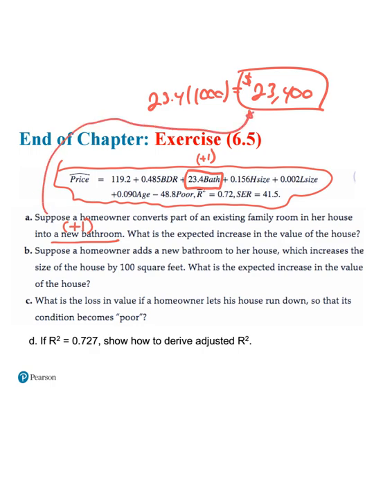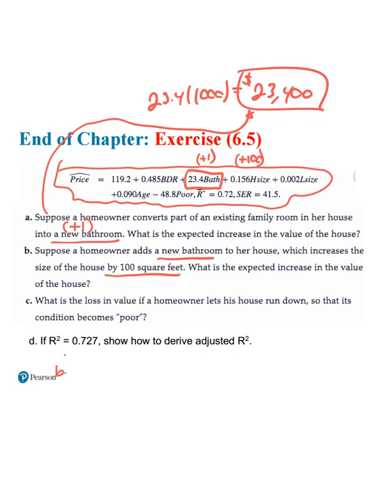All right, B says, suppose a homeowner now adds a new bathroom to their home, say to the side of their house, which, so another bathroom, great, increases the size of their house by 100 square feet. So two things now happen. We have another bathroom and it increases the size of the house. So the lot size did not change, the property, but the house size increased by 100.